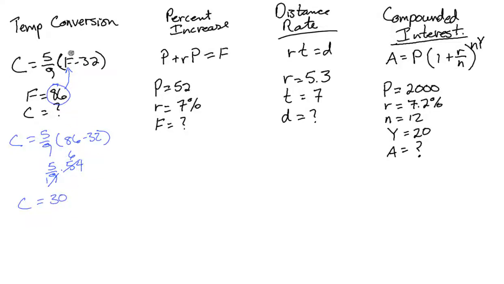And this is actually correct. This formula is transferring Fahrenheit into Celsius. So 86 degrees Fahrenheit is 30 degrees Celsius. So we would write 30 degrees Celsius.